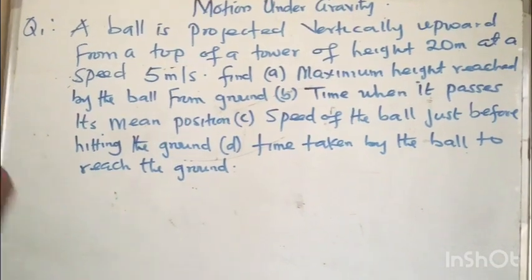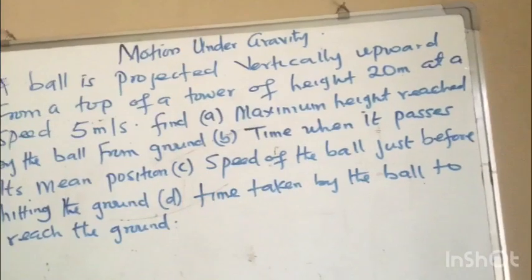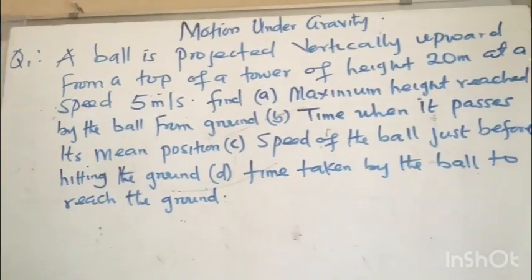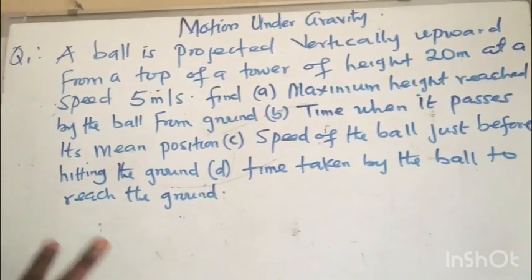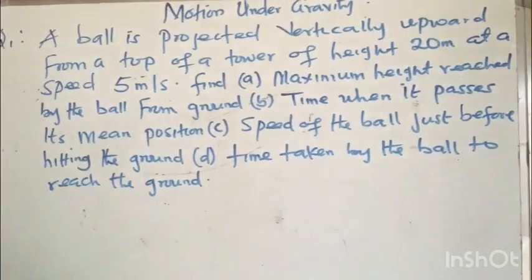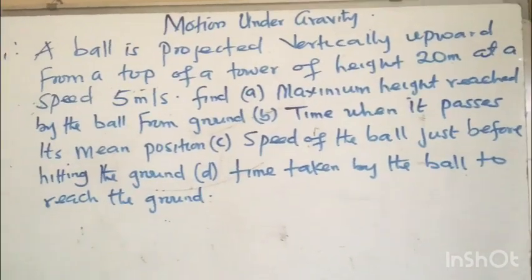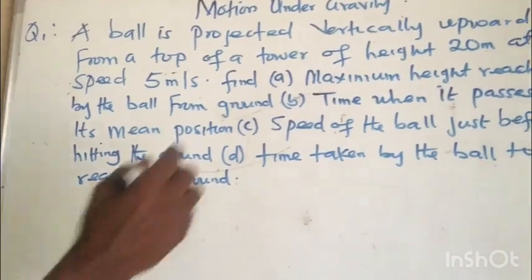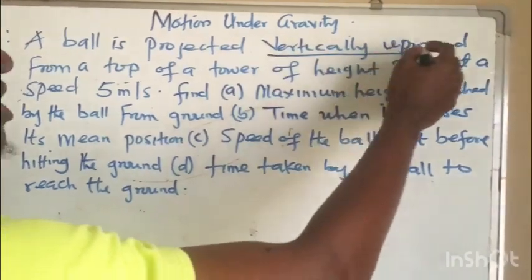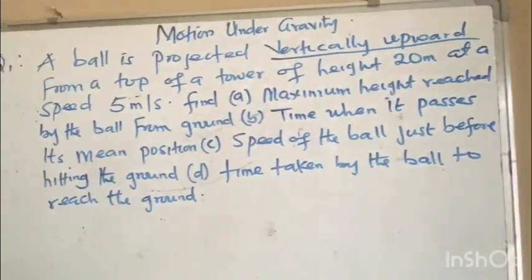Now, if you look at this question, it's saying a ball is projected vertically upward. That means under motion under gravity, we have two types of motion. We have an upward motion and we have a downward motion. But this question is talking particularly about an upward motion. You can see that a ball is projected vertically upward.